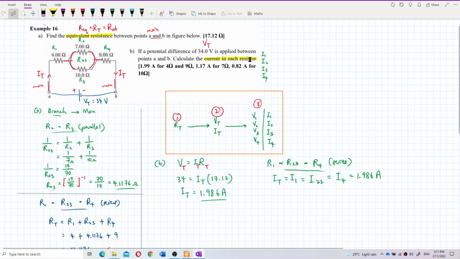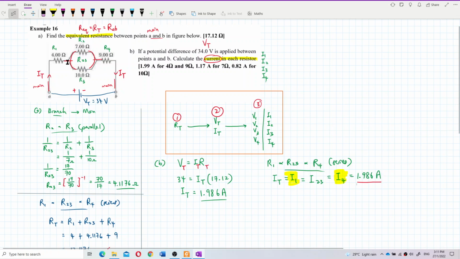Current in each resistor. So I need to find current only, isn't it? I don't need to find voltage. For the current in each resistor, I have R1, R2, R3, R4, so I1, I2, I3, I4. I already got I1, the current passing through resistor 1, and the current passing through resistor 4. All of them are 1.986 ampere. Okay, I got the first answer already.